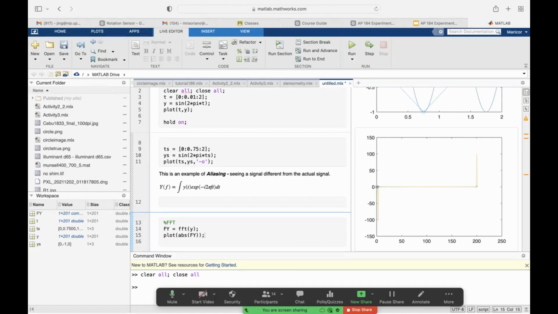So let's run this section. And this is the combined real and imaginary parts. And this is what you would see if you have an instrument that can measure frequency.